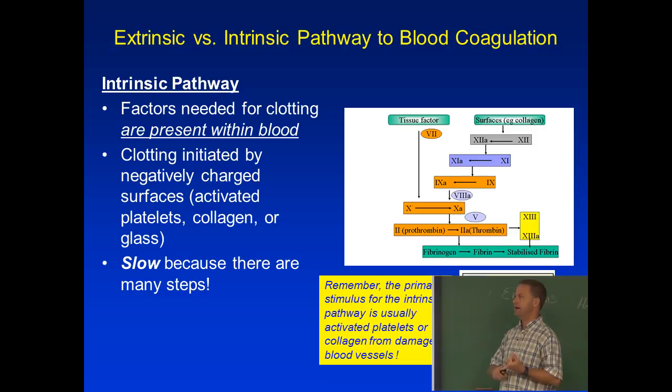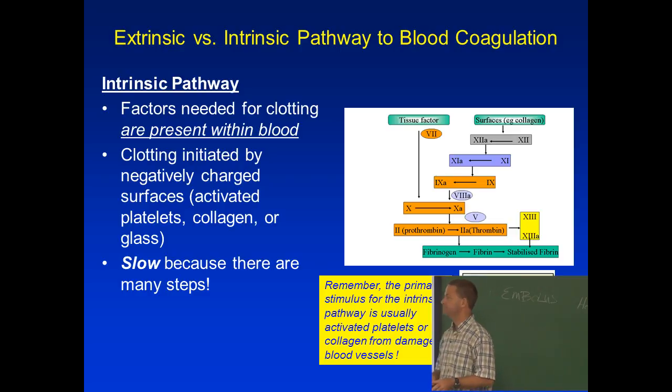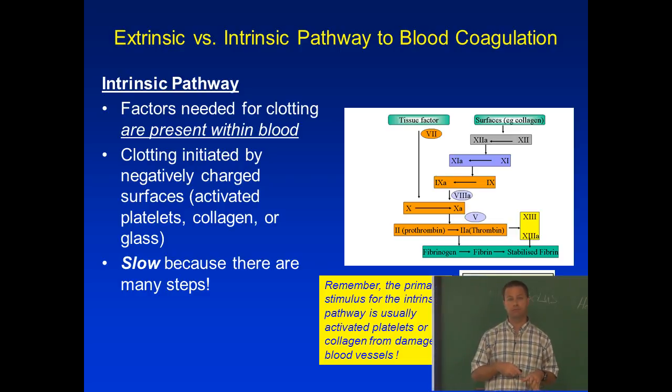Now, blood clotting happens by one of 2 ways, the extrinsic mechanism or the intrinsic mechanism. Intrinsic means within. Extrinsic means from outside. So this is the intrinsic pathway. This is the extrinsic pathway. Which one looks simpler to you? Extrinsic. Intrinsic involves a lot more cofactors going on there.